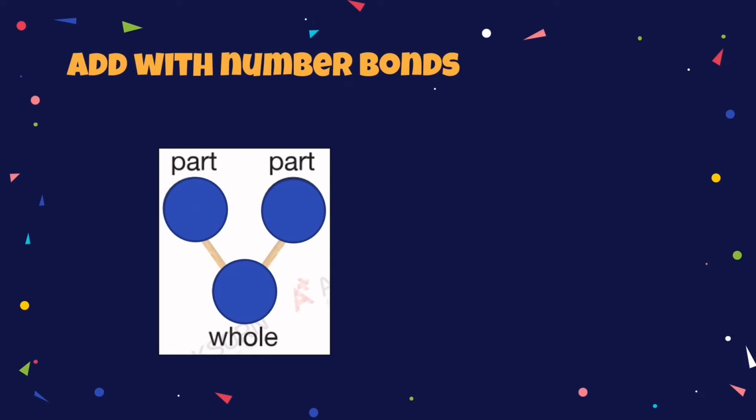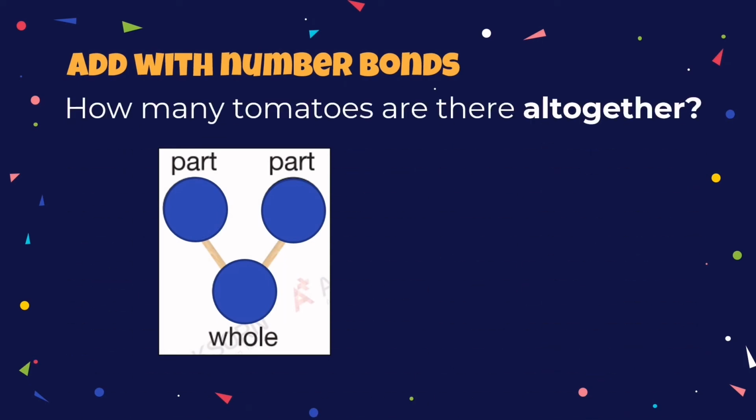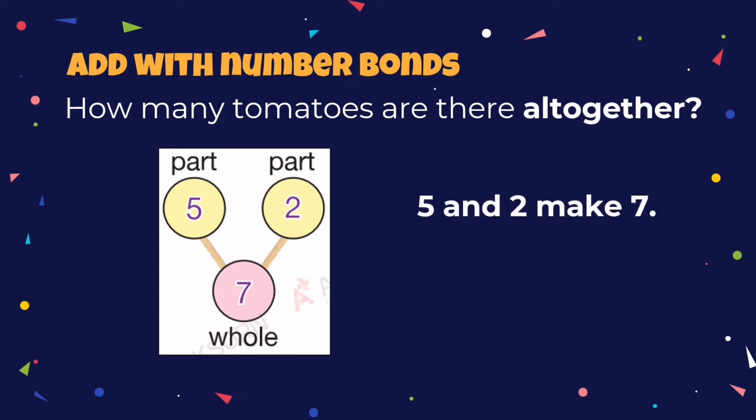By using number bonds, how many tomatoes are there all together? The first part is we have 5 tomatoes, and then we have 2 more tomatoes. So 5 plus 2 is equal to 7. So 5 and 2 make 7. Good job.